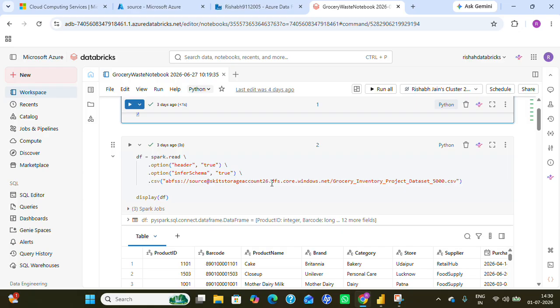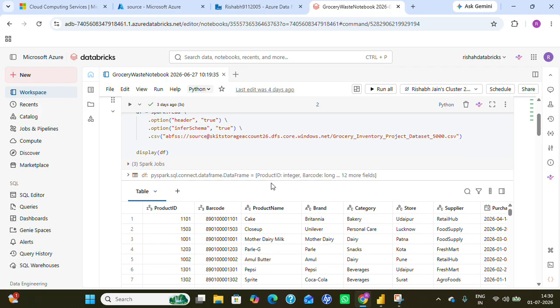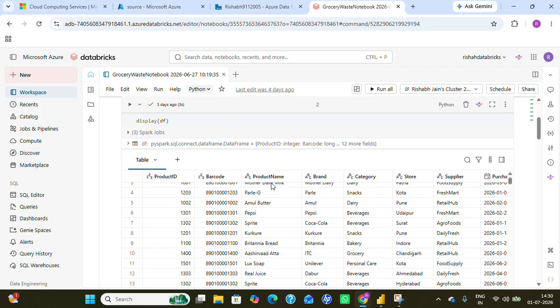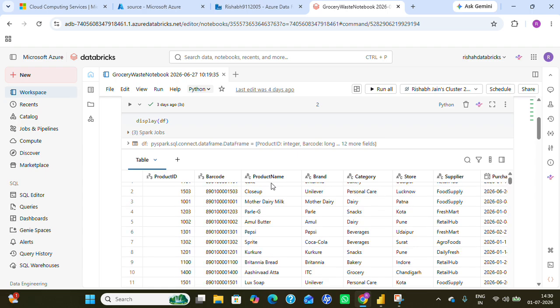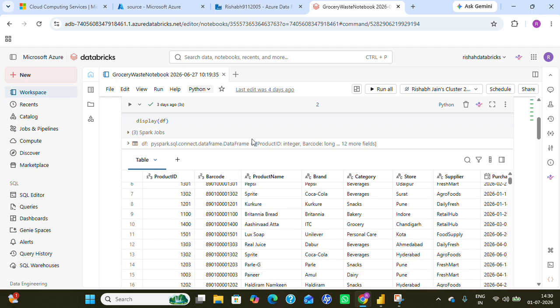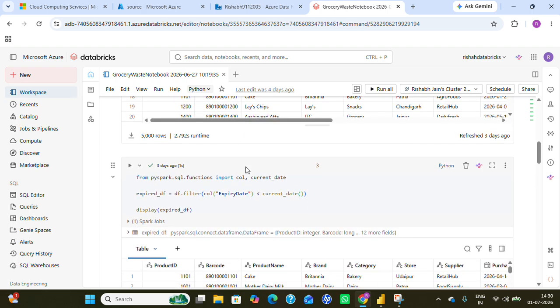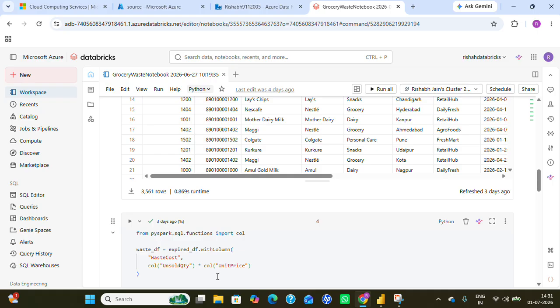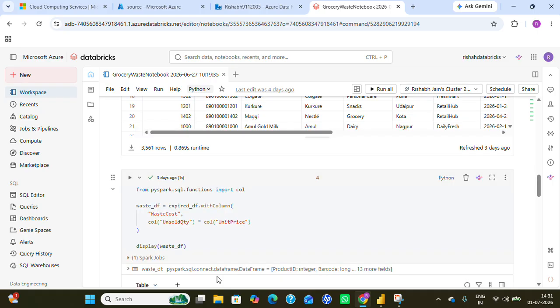I cleaned and transformed the data. I calculated important business metrics like total unsold quantity and total waste cost. And finally, I prepared the transformed dataset for reporting. Databricks helps process large amounts of data efficiently using Apache Spark.